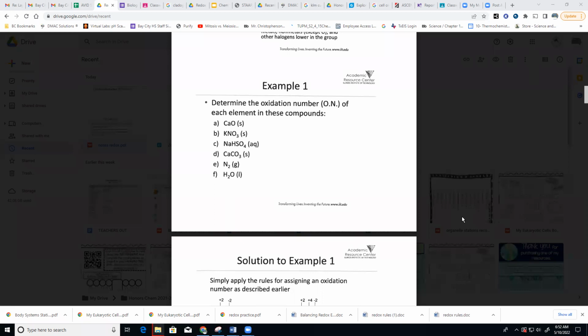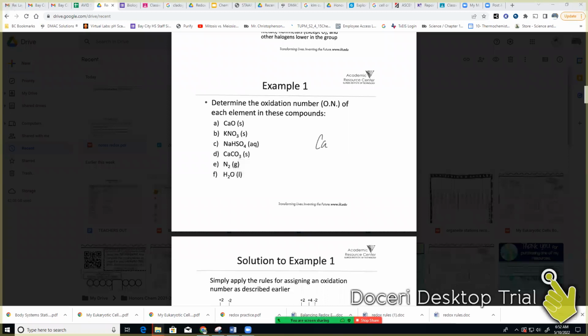So I think we were on calcium carbonate. I'm going to work that one out. Calcium is a +2. That's the easy one. Oxygen is a -2. So I have a total of -6. So if you work that out, you can see that carbon is going to have to end up being +4. I would have a +6 and a -6 to cancel each other out.